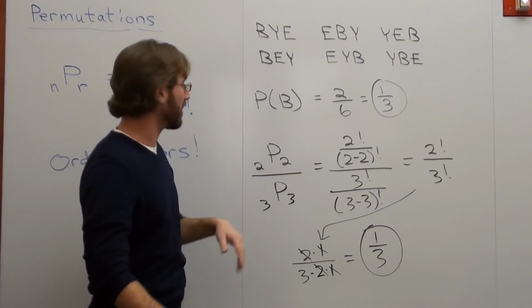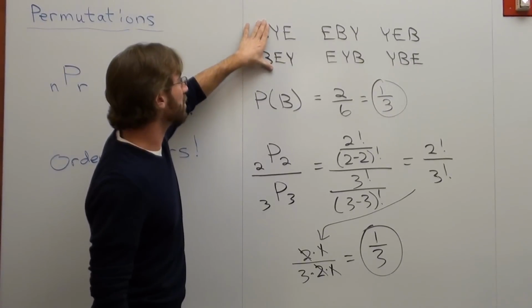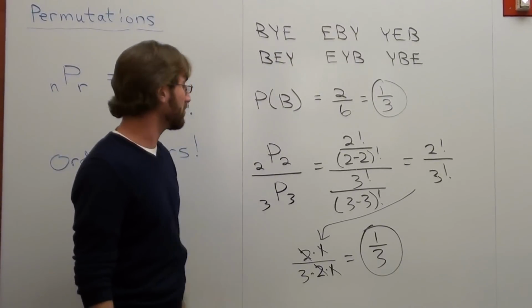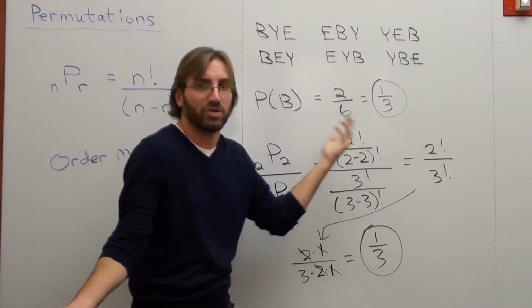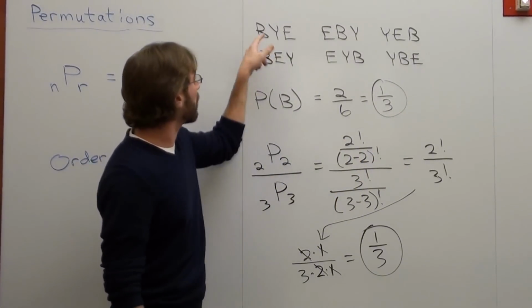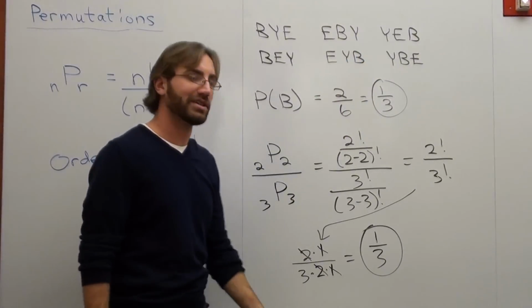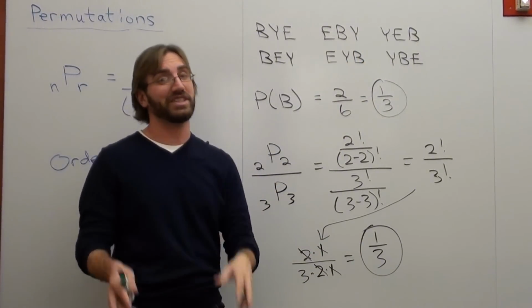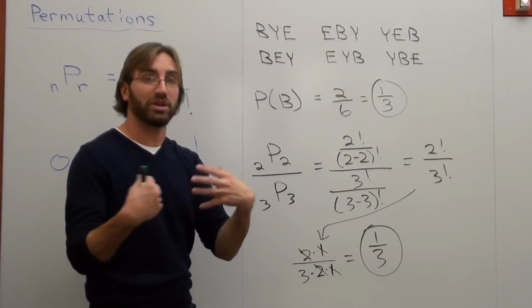Hopefully that makes sense. I'll explain it one more time. You're assuming the B is first, so there's only 2 times that the B is first. 2 outcomes. 2 factorial is just 2 times 1, which is 2. Over 3 factorial, which is 6. 2 over 6 is 1/3. It's a little bit of a step, to say the least, but pretty cool in my opinion.